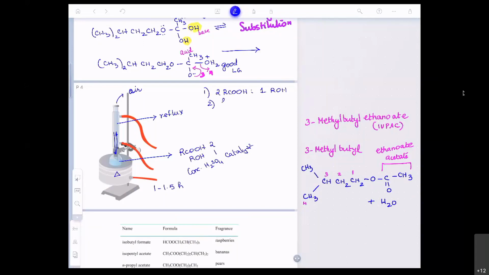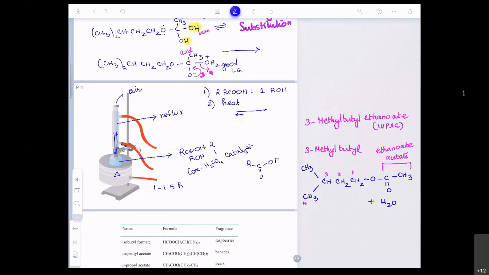And second, you're going to apply heat to push the equilibrium forward. So what happens is the heat will drive the water away as steam. What we are not doing is using DCC or using a special apparatus to remove the water. So at the end of this reaction, you're going to have your ester.